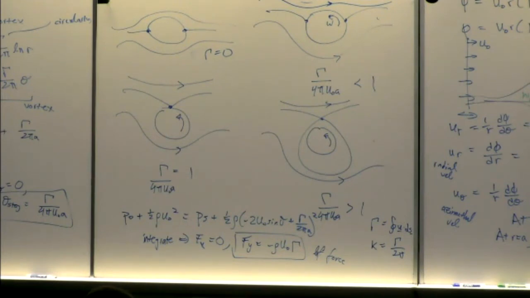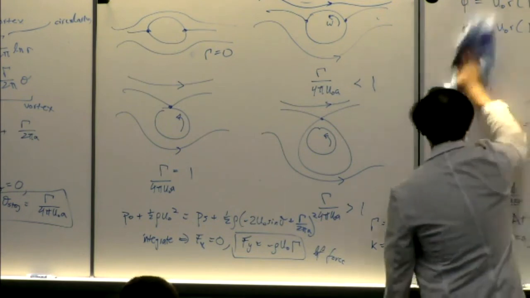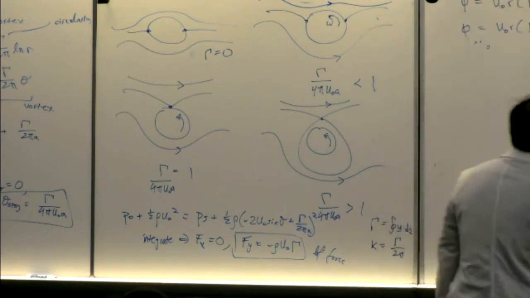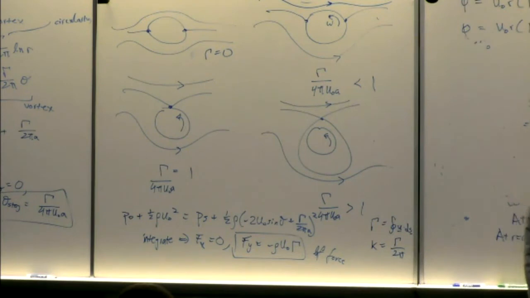All right, the last flow we got to talk about is the rankine oval. What I'm going to put here is not in the book, or the book version is not very good.